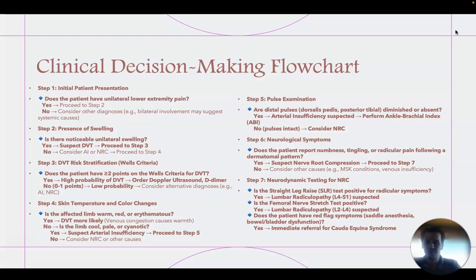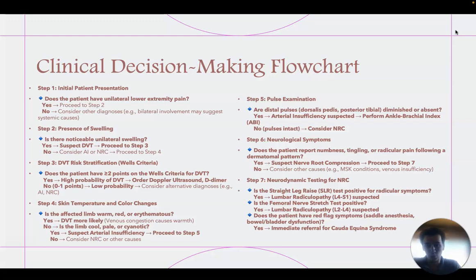So if there is unilateral swelling, does the patient have greater than or equal to 2 points on the Wells criteria for DVT? If yes, then there's a high probability of DVT, and you should refer out for Doppler ultrasound and D-dimer testing. If no, then there's a low probability, and we should start considering the other alternative diagnoses. So if the affected limb is warm, red, then yes, the DVT may be more likely. If not, if it's cool, pale, or cyanotic, we need to suspect arterial insufficiency and proceed to step 5.